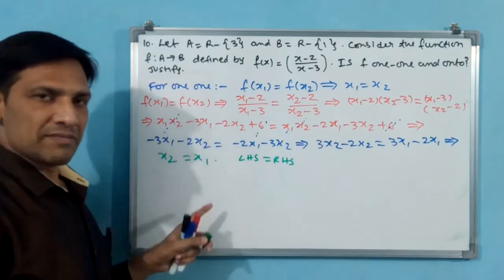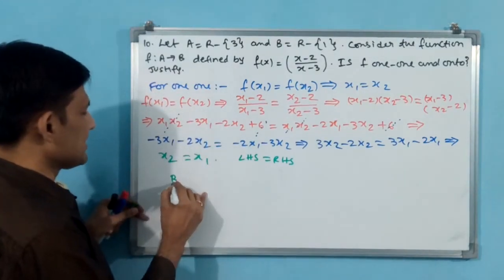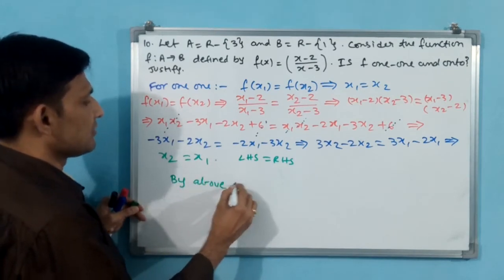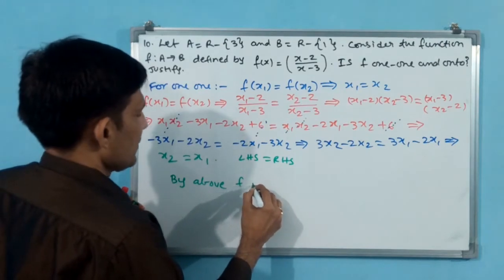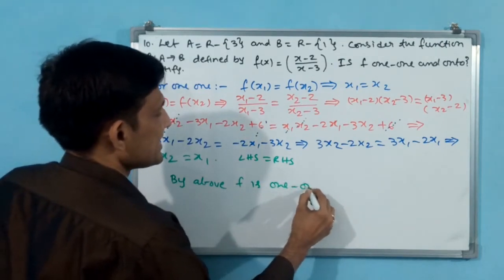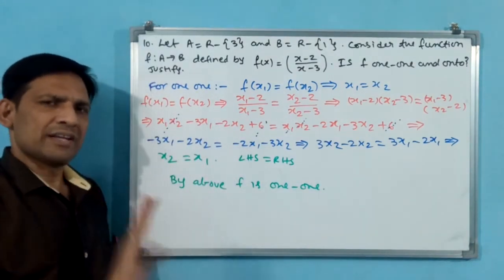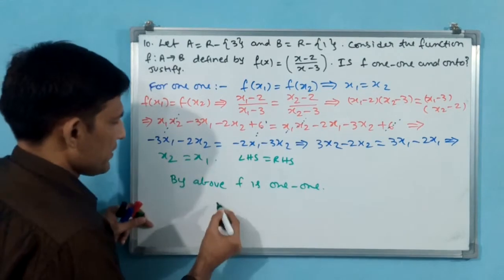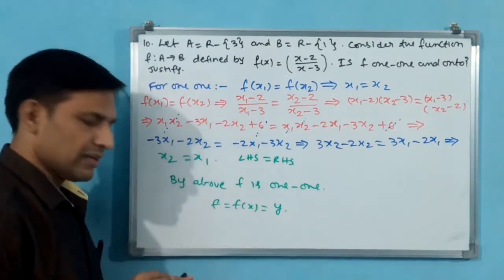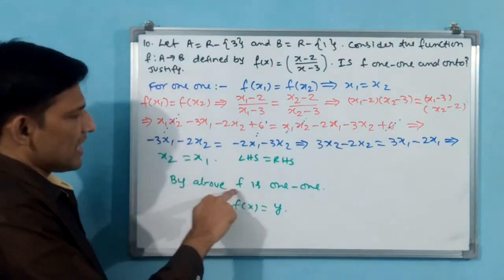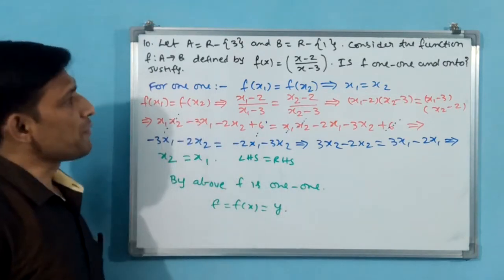These we have proved. That is why we can declare that this function is 1-1. By above you write like this: by above, function f is 1-1. Okay, f of x, y, all are equal. Function by above f is 1-1. Like that you can write and close 50% of the problem.